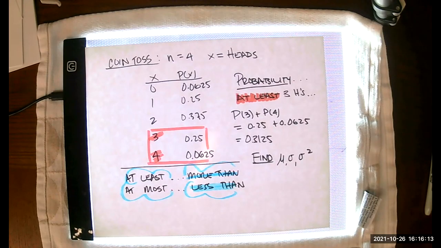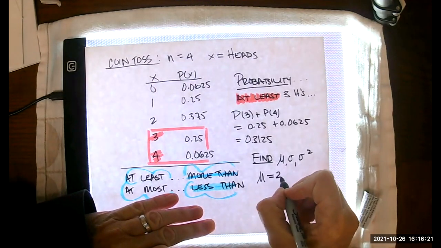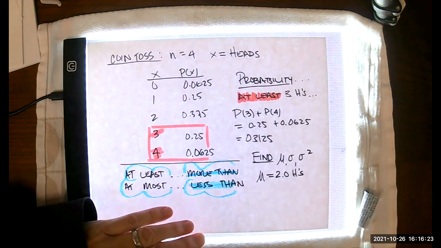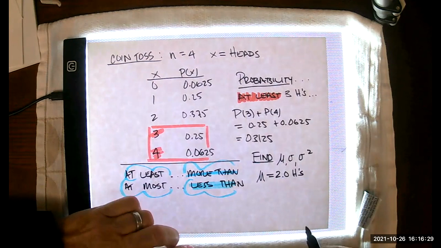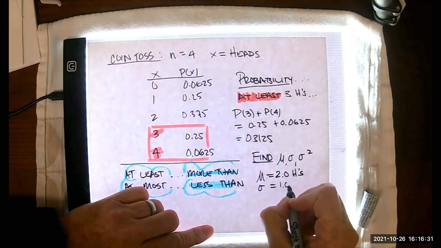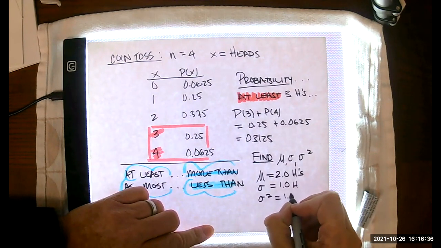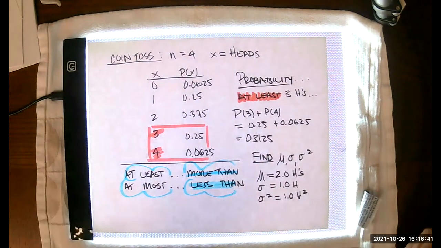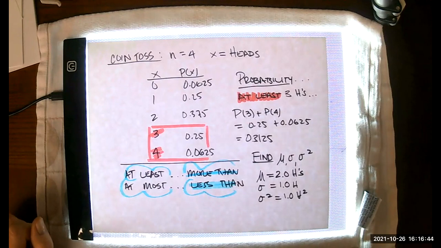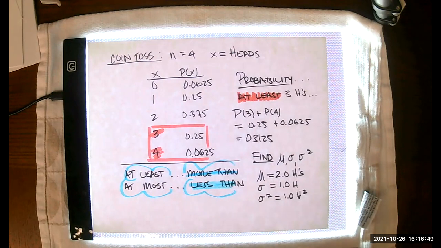And there we go. And then I'll talk about the one last thing we do with this. So 2.0 heads. By the way, that's about what you would expect if you were flipping fair coins and you had 4 flips. Standard deviation, 1.0 head. Variance, 1.0 square heads. Remember, we square the units as well.